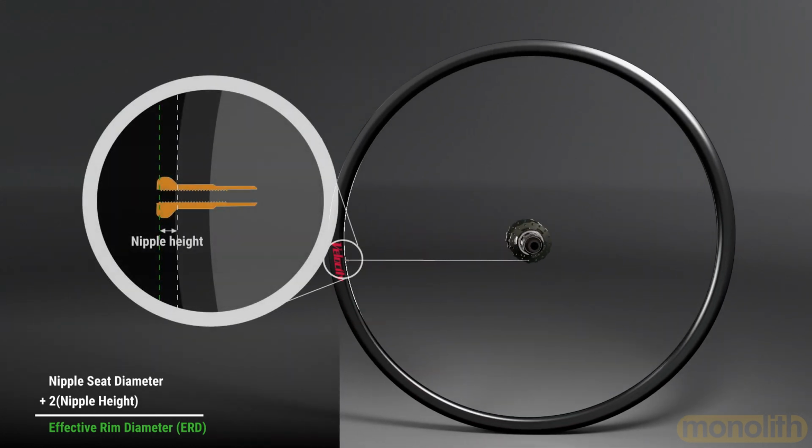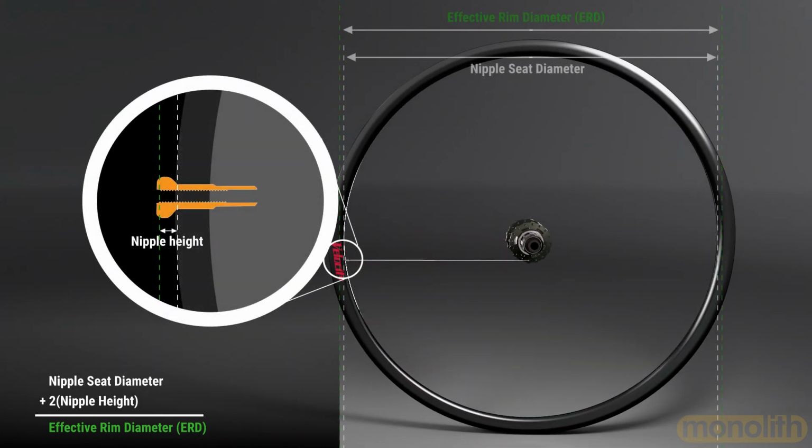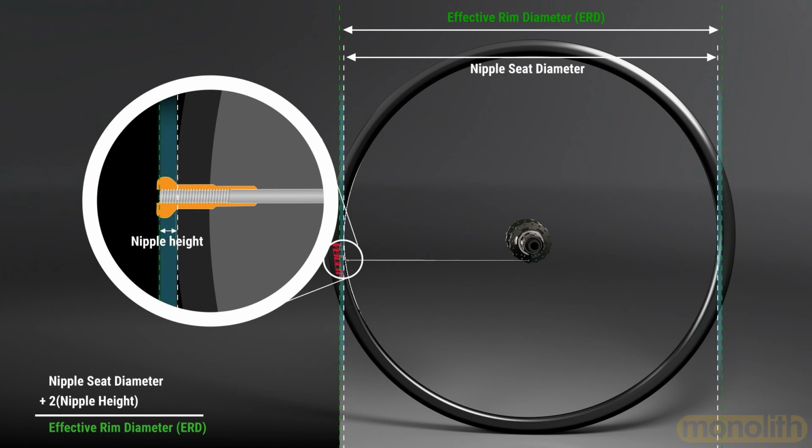Ideal spoke lengths allow the spoke thread to fully engage with the nipple. ERD accounts for this by adding the nipple height. This can be measured with calipers and is at times provided by manufacturers. In this example, we have 1.5 millimeter nipple height.